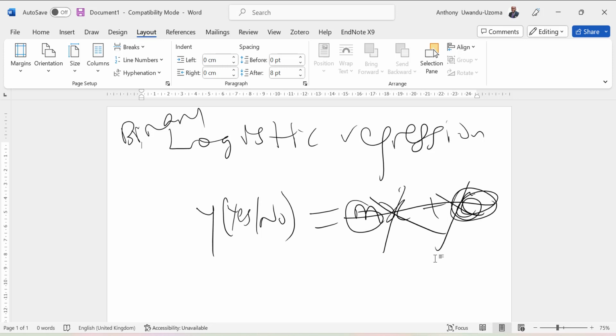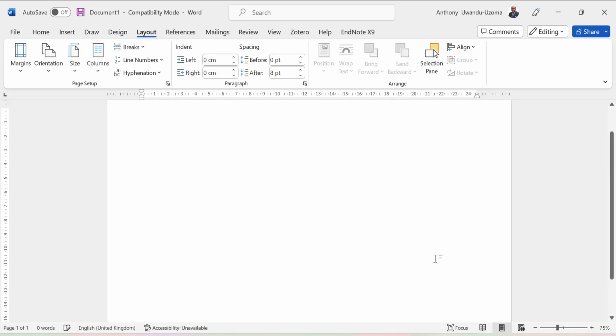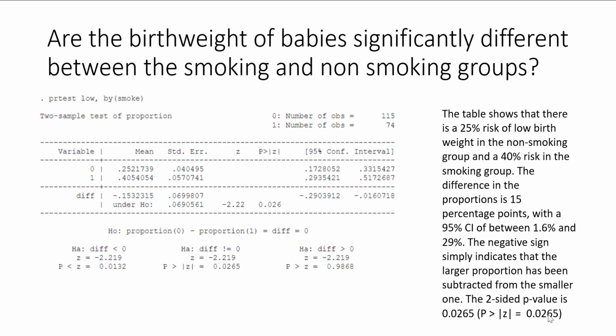So, when your research is framed in such a way that you are trying to predict an outcome, whether something happened or not, then you are dealing with binary logistic regression. Okay, all right. So we're going to look at practice questions for regression and a question for t-test. Okay, so the first question on the screen.